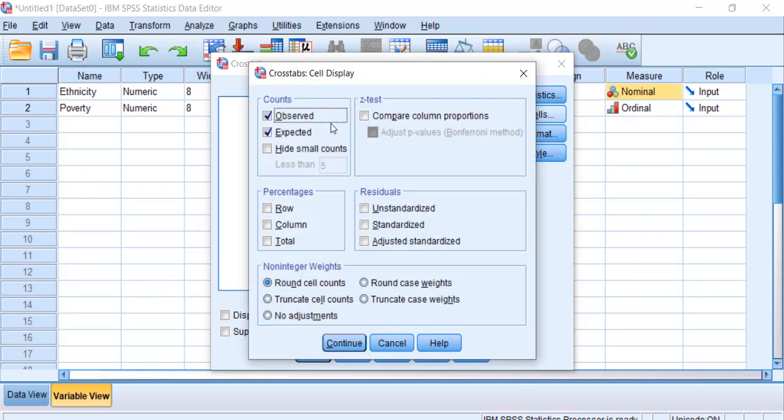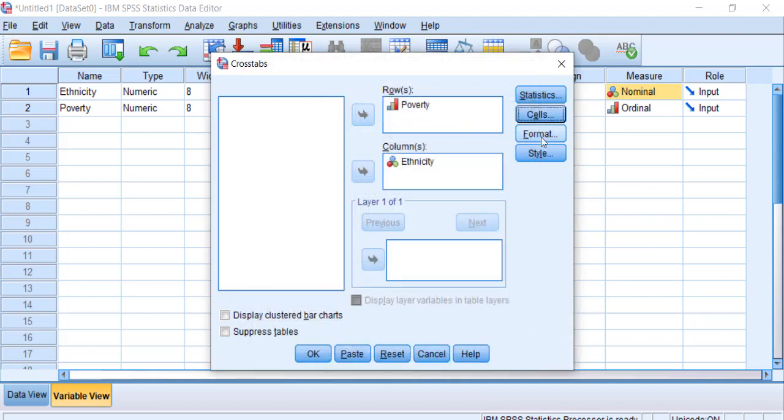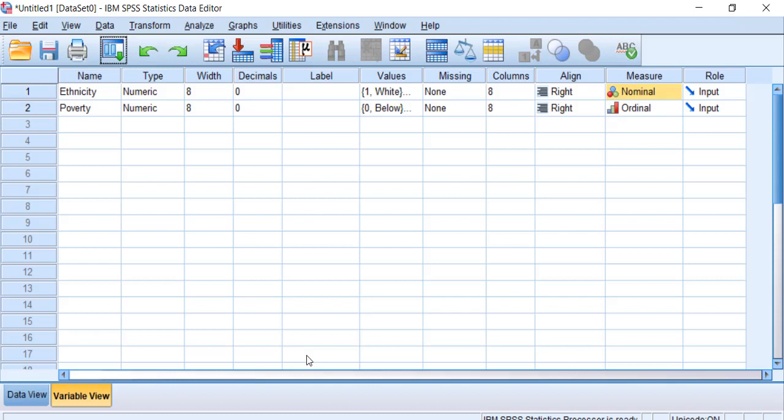On cells, we want observed and expected. Again, this will allow us to quickly and easily compare between our Excel documents to make sure that our calculations are consistent and to see where these numbers are coming from. And again, if SPSS uses different labels, this makes it pretty easy to go, oh, okay, that's what SPSS calls it, but this is what we've been calling it, or this is what the textbook calls it. So we're going to click continue. We're not going to do anything under format or style, but you can always look into those on your own. And then I'm just going to hit OK.